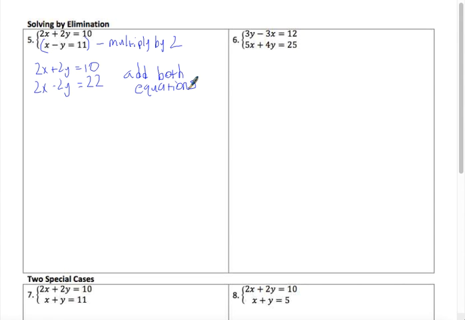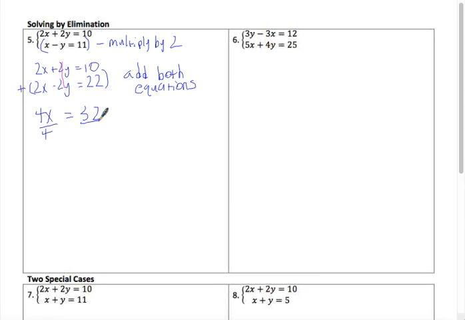And I'm allowed to do this from an algebraic standpoint because I'm adding the same thing to both sides, because these things equal each other. So on the left side I'm adding 2x and 2y, or 2x minus 2y. The right side I'm adding 22, but our equation says 2x minus 2y is equal to 22. So I add 2x and 2x, and I get 4x. I add 2y minus 2y, and those go to 0. That's why I multiplied by 2 in the first place. And 10 plus 22 is 32.